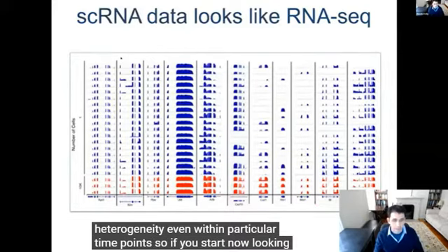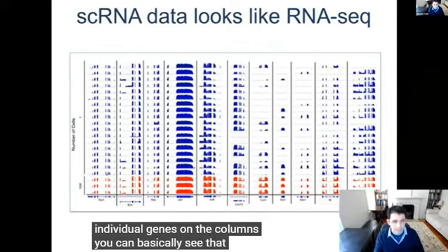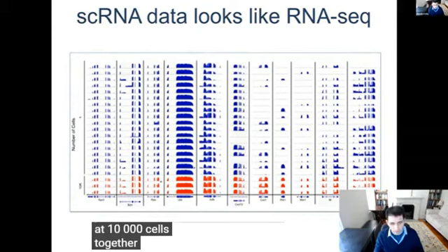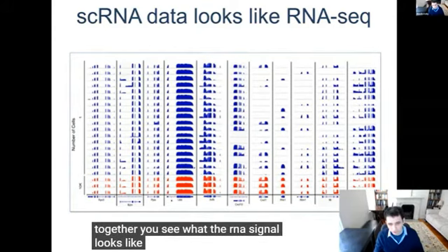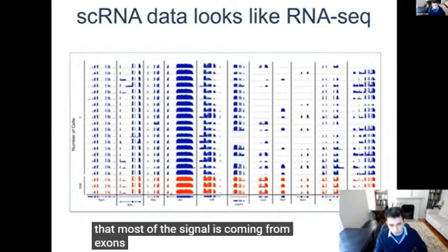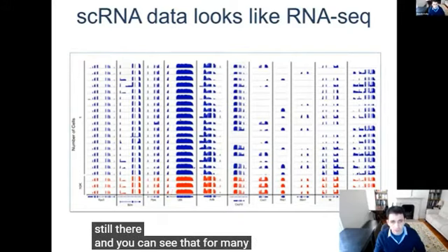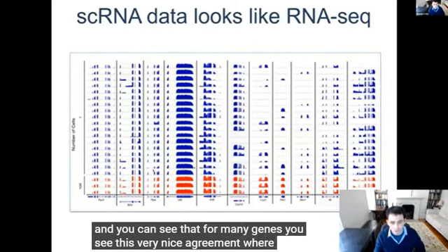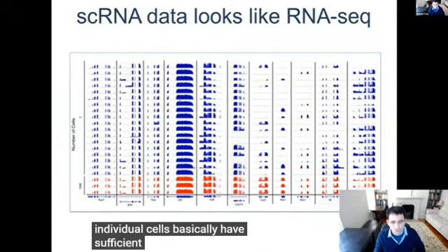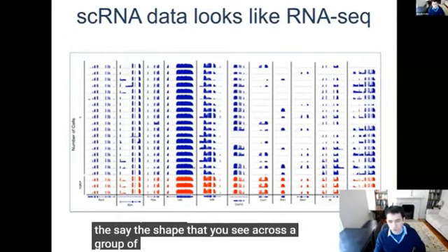So if you start now looking at individual cells on the rows and individual genes on the columns, you can basically see that if you look at 10,000 cells together, you see what the RNA signal looks like. And you can see here the difference between exons and introns. You can see that most of the signal is coming from exons. This means that we're capturing processed RNAs, but in some cases, we will also capture the unprocessed RNA where the intron is still there. And you can see that for many genes, you see this very nice agreement where individual cells basically have sufficient numbers of RNA molecules that the shape of individual cells, in fact, recapitulates the shape that you see across a group of 10,000 cells.